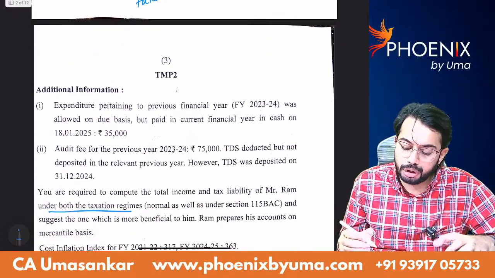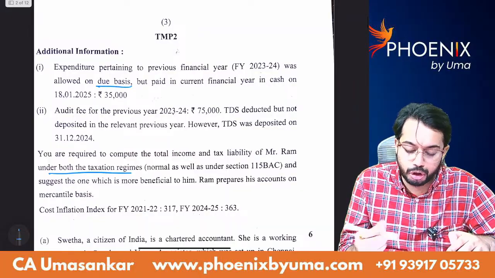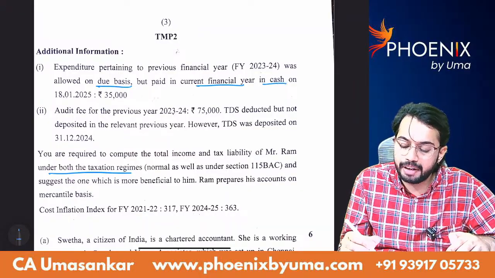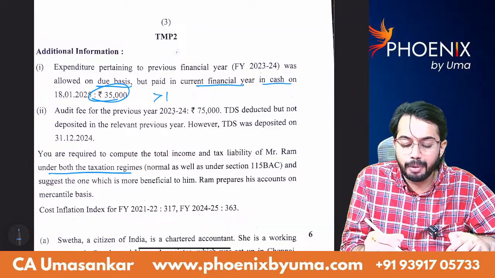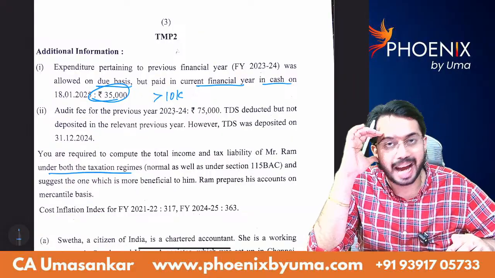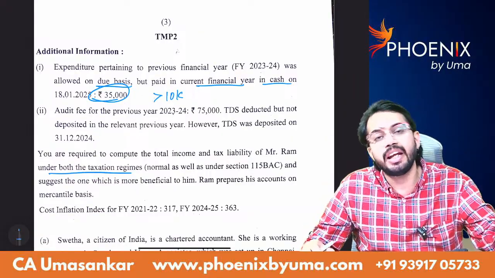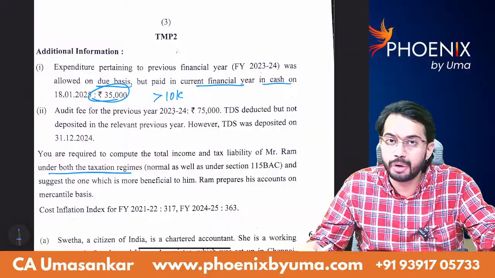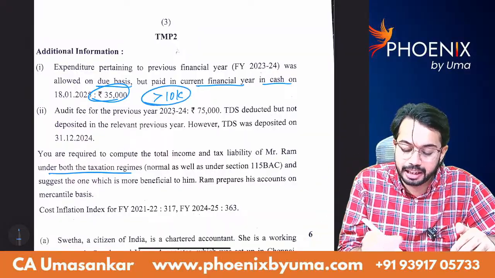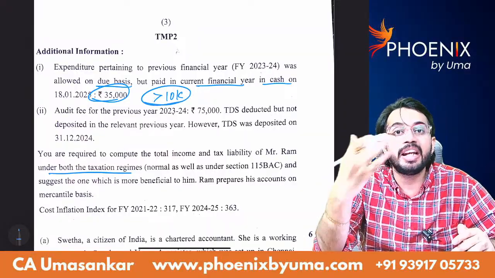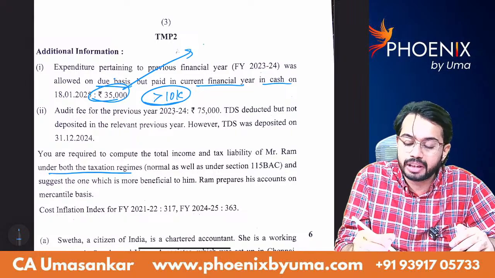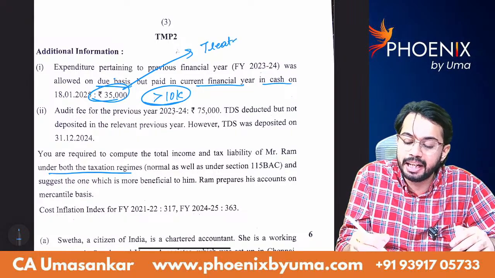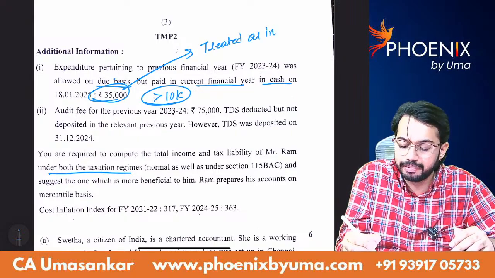Expenditure pertaining to 23-24 was allowed on due basis, but paid in current financial year on cash basis. See, more than 10,000 you should not make cash payment. But in earlier year, you claimed it as deduction on accrual basis. In current previous year, you have paid in cash basis. So this total 35,000 will be treated as income in current previous year.